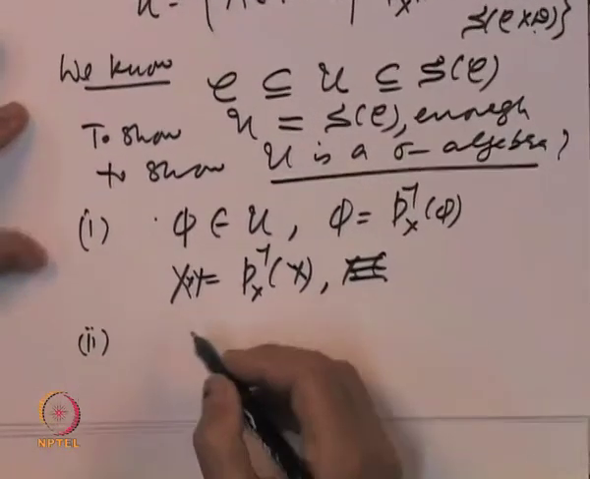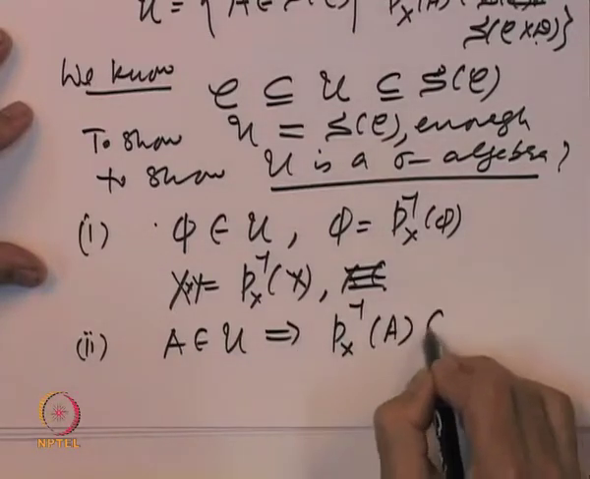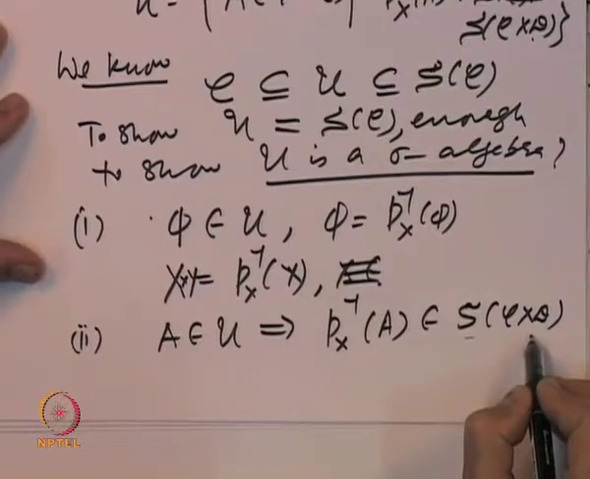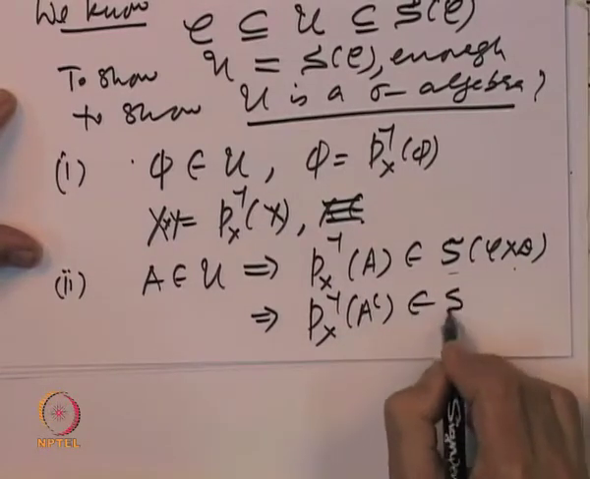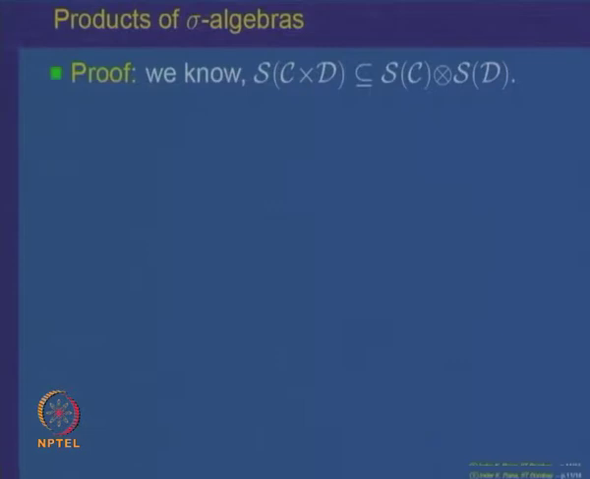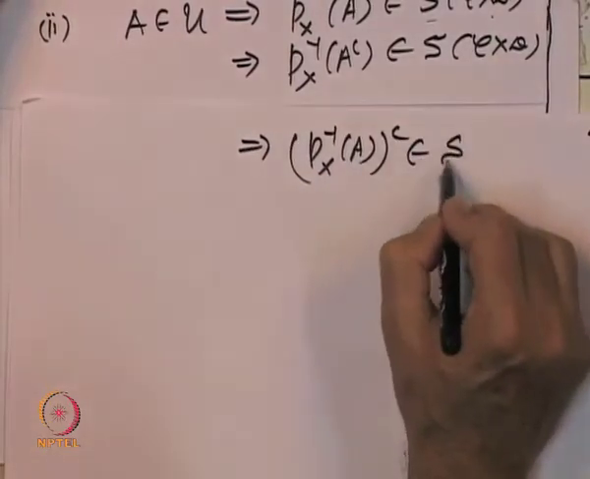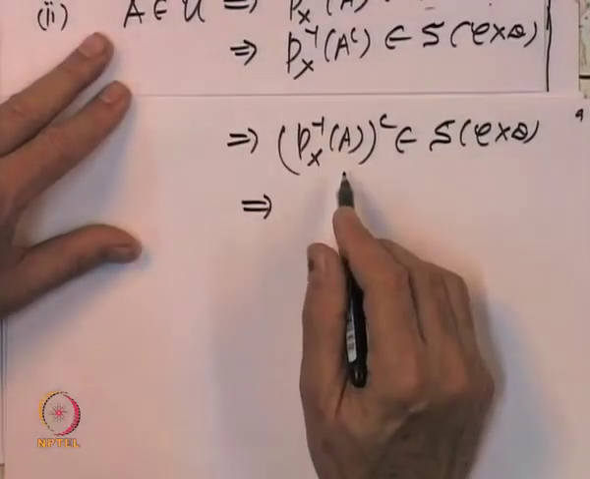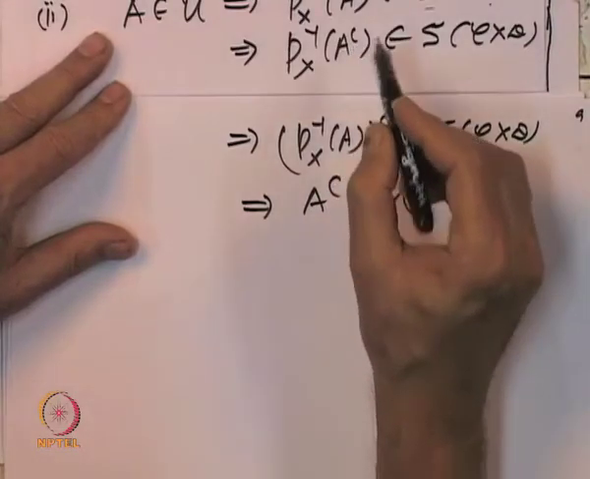Let us look at the second condition, that if A belongs to U, then that implies P_x inverse of A belongs to S of C cross D. So, that is given to us, but S of C cross D is a sigma algebra. So, it is closed under complements. So, that implies that P_x inverse of A complement also belongs to S of C cross D. But P_x inverse of A complement is nothing but the complement of P_x inverse of A. So, that belongs to S of C cross D, and that implies that A complement belongs to U, because it should be the other way around.